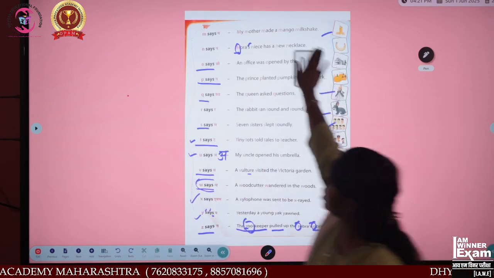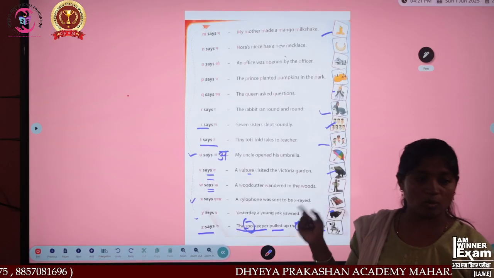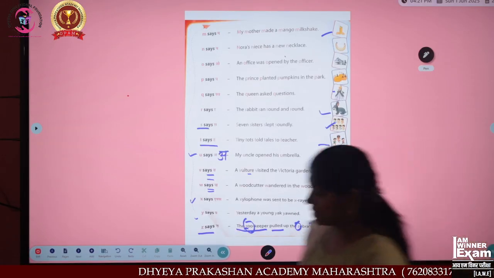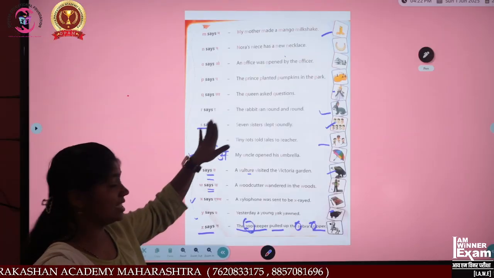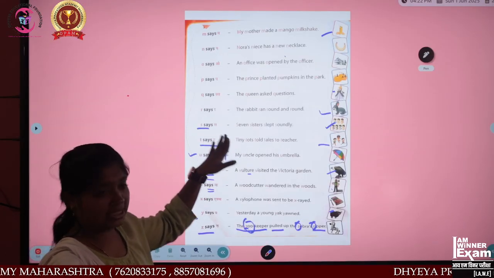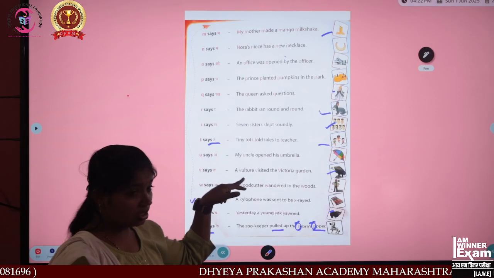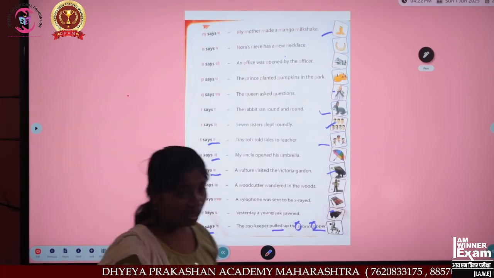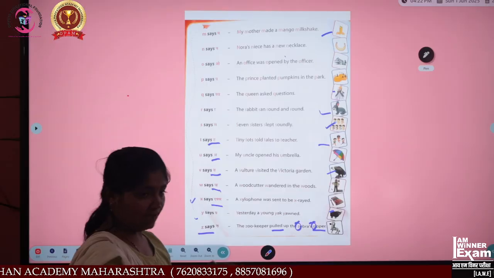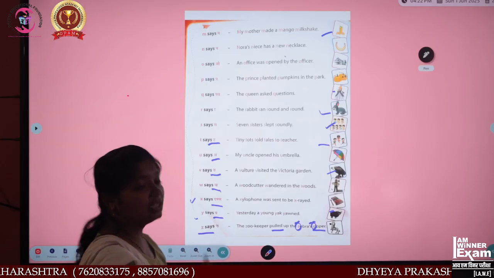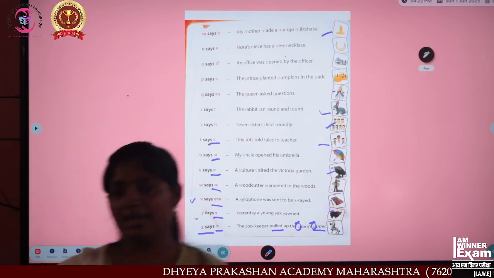Next, M says M, N says N, O says O, P says P, Q says Qu, R says R, S says S, T says T, U says A, V says V, W says W, X says X, Y says Y, Z says Z. Okay, I hope you will understand it, and thank you.